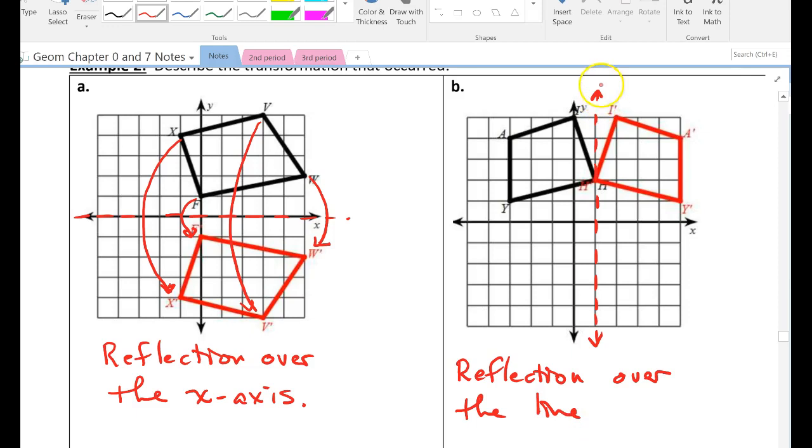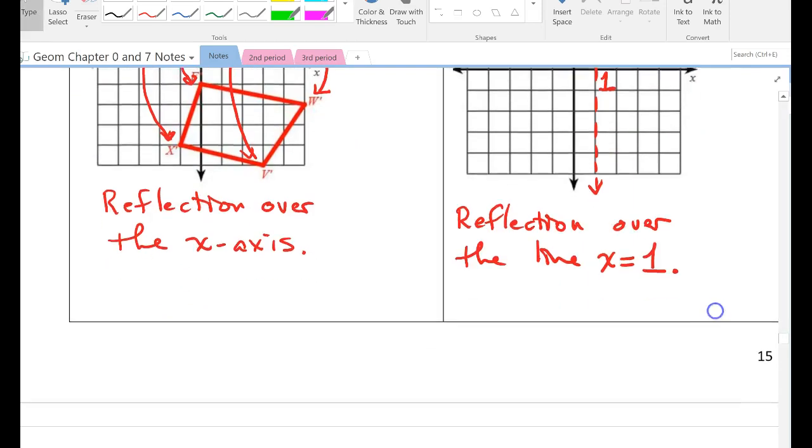So a little review of algebra here. I've got a vertical line, and this vertical line crosses through the x-axis at 1. Therefore, its equation is going to be x equals 1. Alright, so this one's a little bit different. A lot of times we'll reflect over the x-axis or the y-axis. Once in a while, we'll reflect over a different line that's not the x-axis or the y-axis. Alright, moving on.